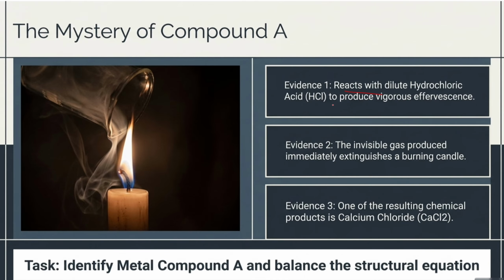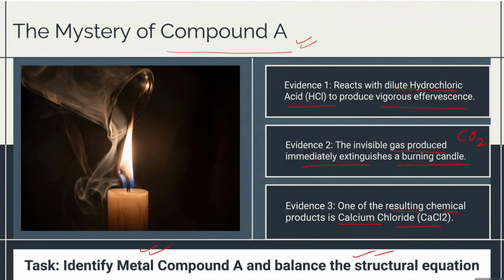There is a substance A. You have to find the compound A. There is a substance A which reacts with HCl to produce vigorous effervescence. The invisible gas produced immediately extinguishes the burning candle. So this is very evident. This must be CO2, because carbon dioxide is used as an extinguisher. The third evidence is that one of the resulting chemicals produced is calcium chloride, CaCl2. So the task is to identify the metal compound A and balance the equation.